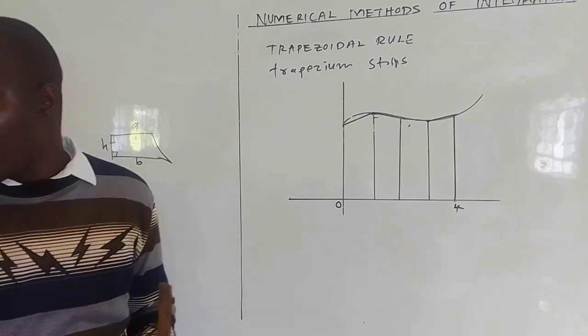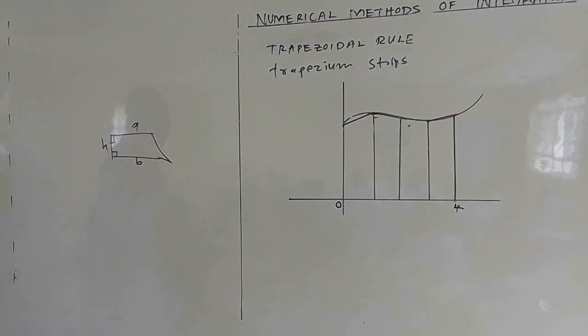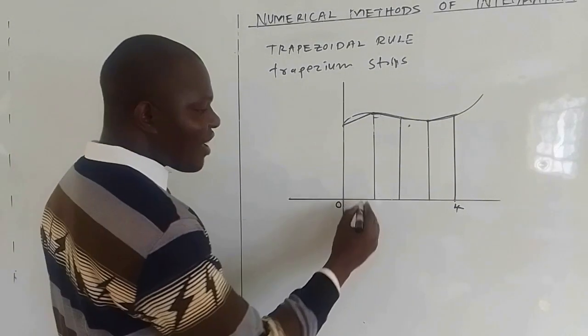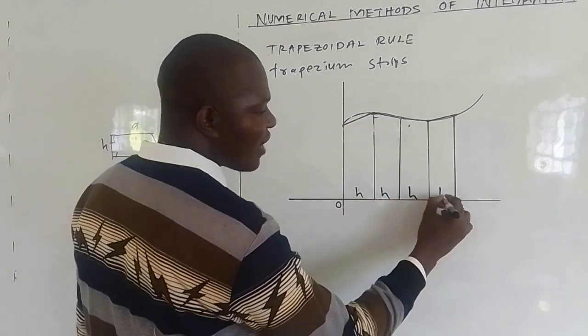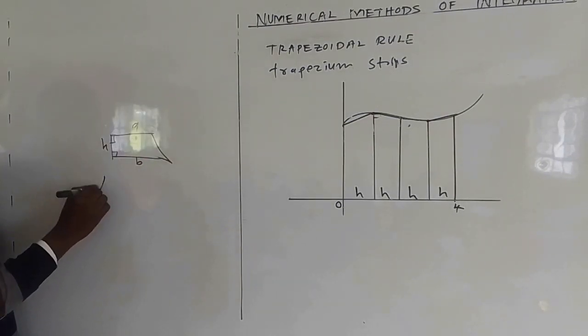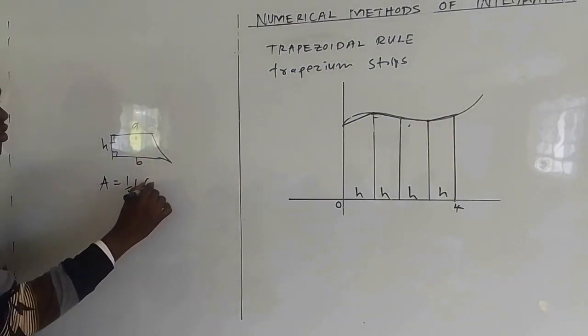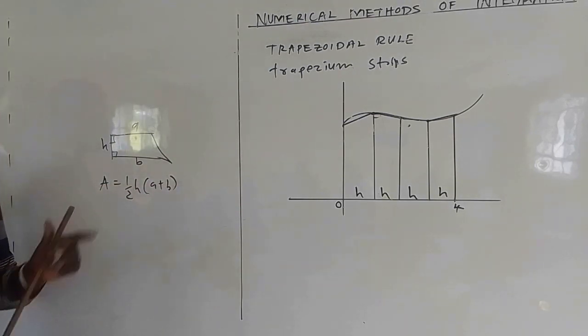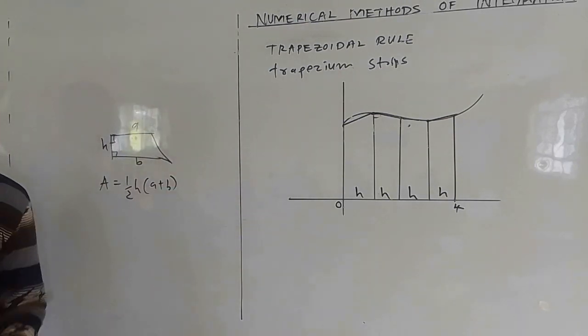The part which is left outside may neutralize with the one which is inside. So it is an approximated value, isn't it? So these trapeziums, if you see, have the same equal intervals, H, H, H. So a trapezium, how do we get the area of a trapezium? It is a half H into A plus B. If this is our trapezium, the trapezium must be turned upside down.